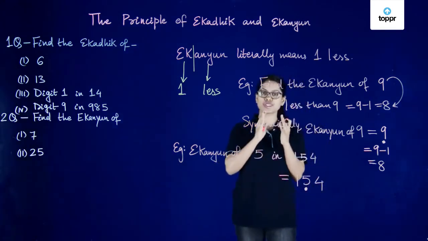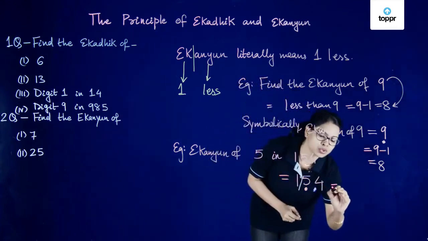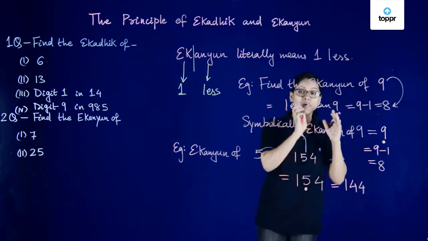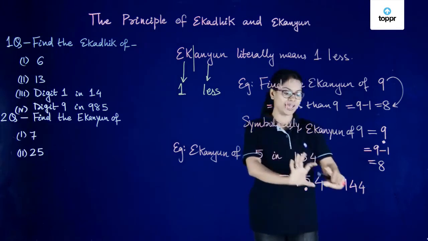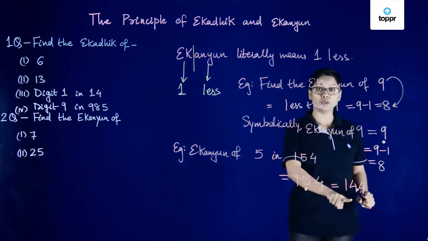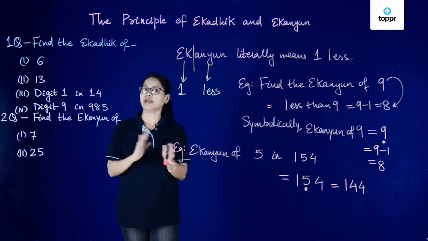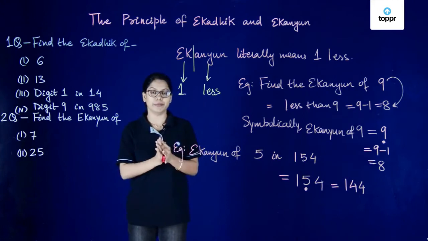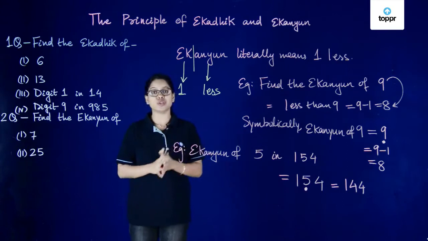So, we know that we have to subtract 1 or find the Ekanyun of only the digit and not the whole number. So, here this means 1 and then 5 minus 1 is 4 and then 4. So, 144 is the answer here. What we have done here is we have kept 1 and 4 as they are, unchanged, but for the digit 5 whose Ekanyun was required, we have subtracted 1, which gives us 144. Thus, in this way, we can find Ekadhik and Ekanyun of any number or any digit in a number. Let's now try and solve a few questions with the help of what we have understood so far.